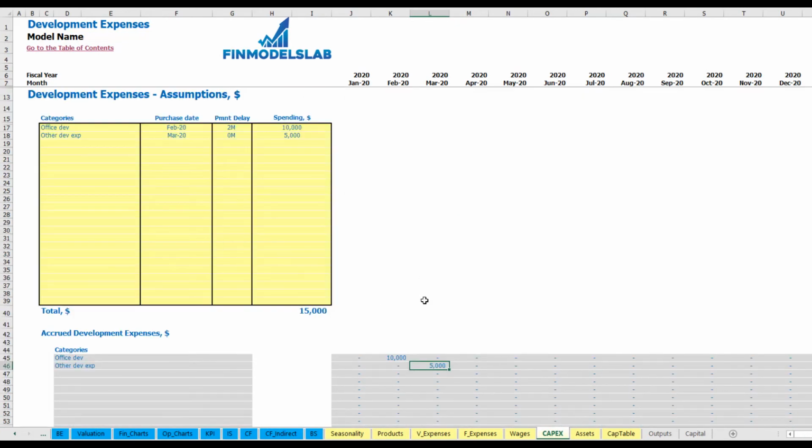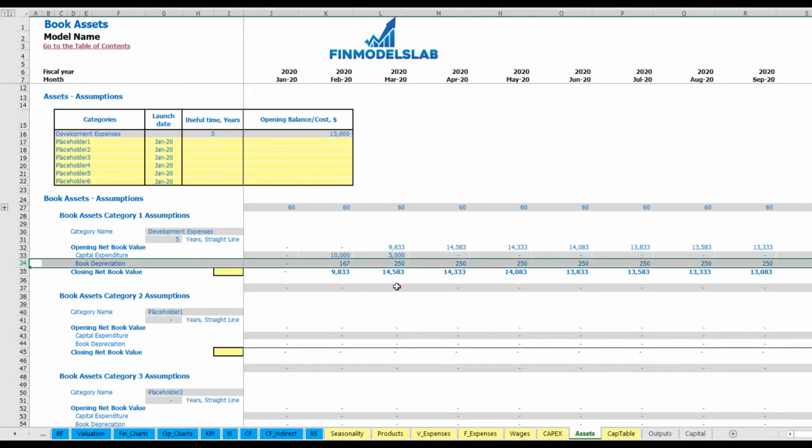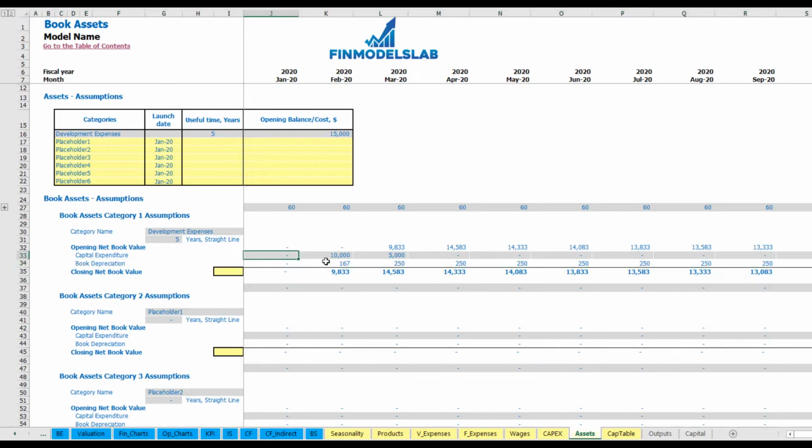The total amount of development expenses you may find in the Assets tab. By default it has a useful life of 5 years for the calculation of depreciation. You may find the calculation of depreciation for development expenses in here. Here you may also find capital expenditure and closing net book value.